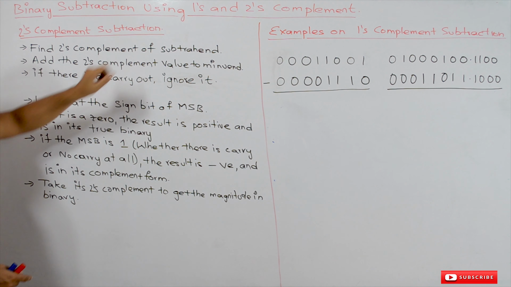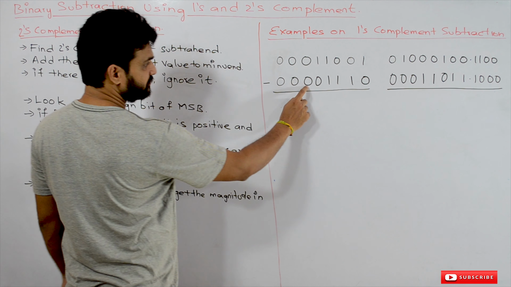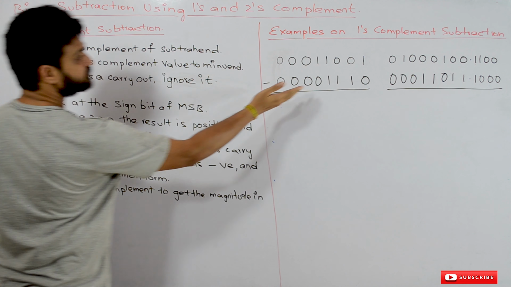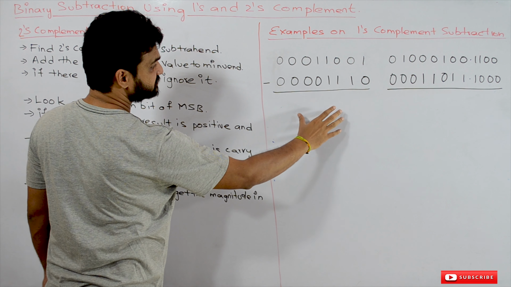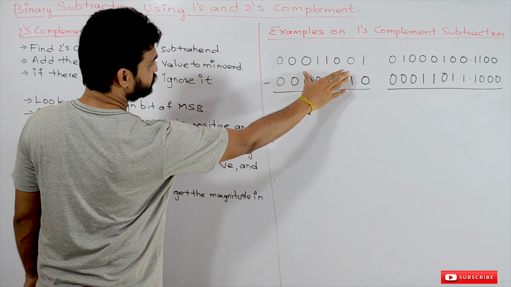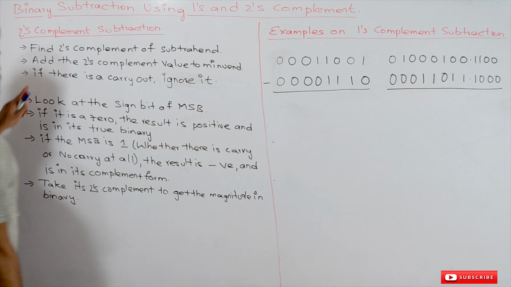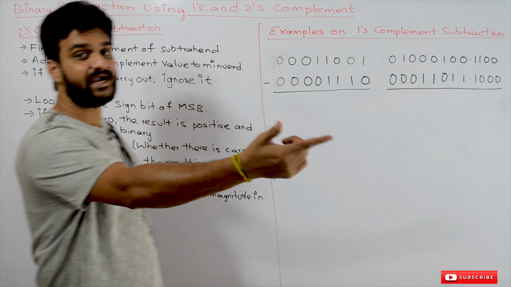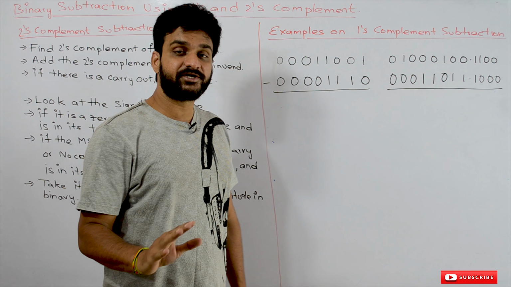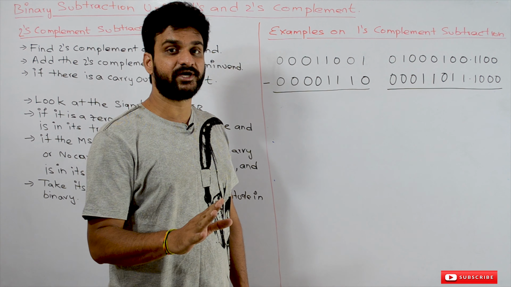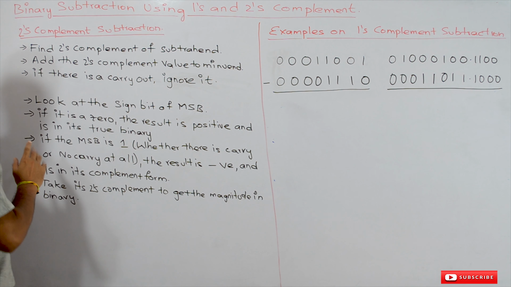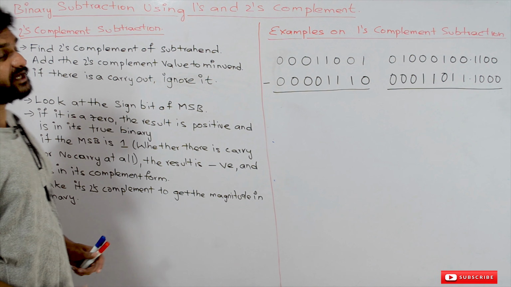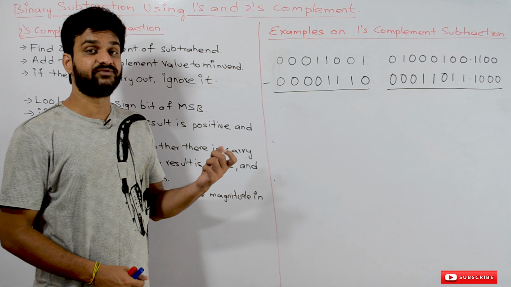Find the 2's complement of the subtrahend. Add the 2's complement value to the minuend. So the value that has been obtained as the 2's complement has to be added to this minuend. If there is a carry out, in the 1's complement we added it to the LSB, but in the 2's complement we are going to ignore it. Just ignore the carry. Look at the sign bit of the MSB. After ignoring it, just look at the sign bit of the most significant bit.